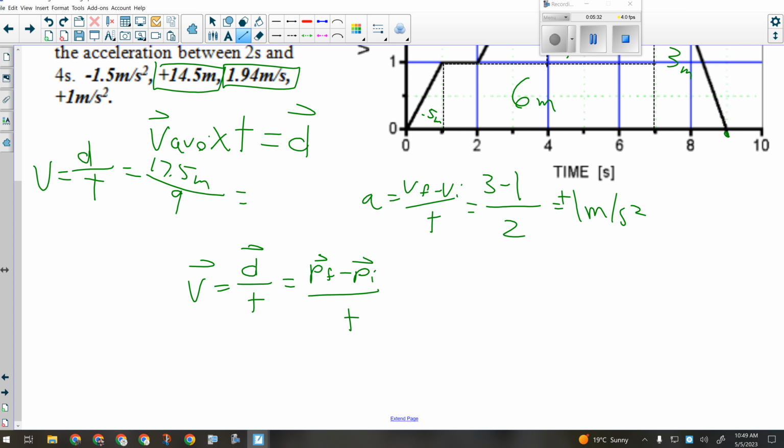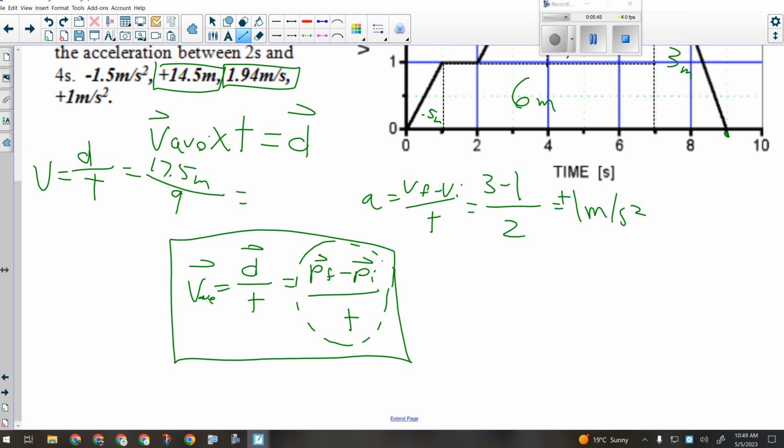Okay, so average velocity equals total displacement divided by total time. That's final position minus initial position over time. This formula here, especially this version of it, would I ever use it with a velocity versus time graph? Does a velocity versus time graph give me position? Then I would never use that version of the formula with a velocity versus time graph.